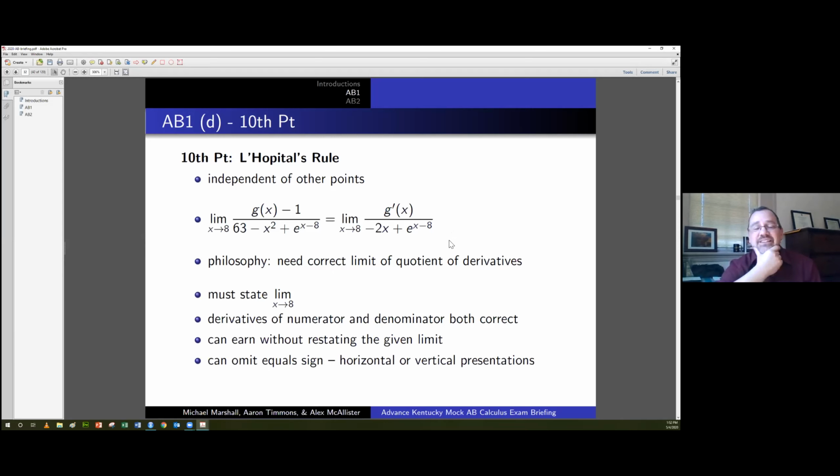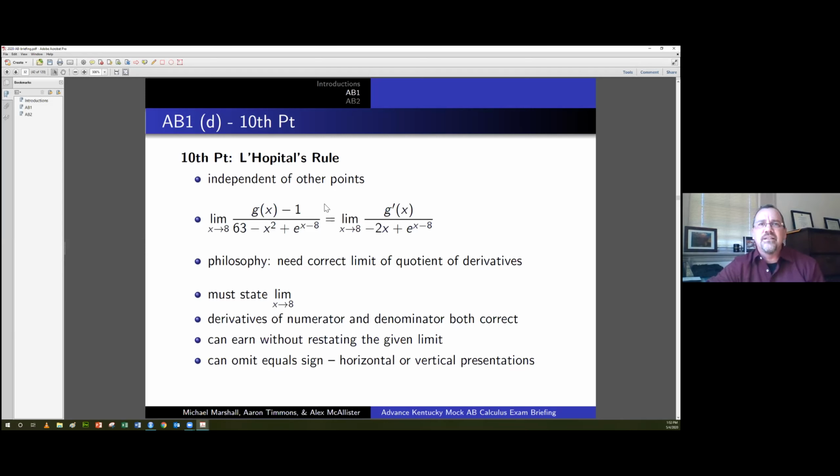They do have to state the limit as x goes to 8 to earn this 10th point. You might imagine people would leave off both the limits up there. We need to see those limits. The derivatives of the numerator and the denominator both have to be correct. There's not going to be you get 1 out of 2, or you almost had it right to earn this 10th point. We need to see both of those derivatives. And we think the derivatives we've chosen are not overly complicated. They're within something students should find accessible.